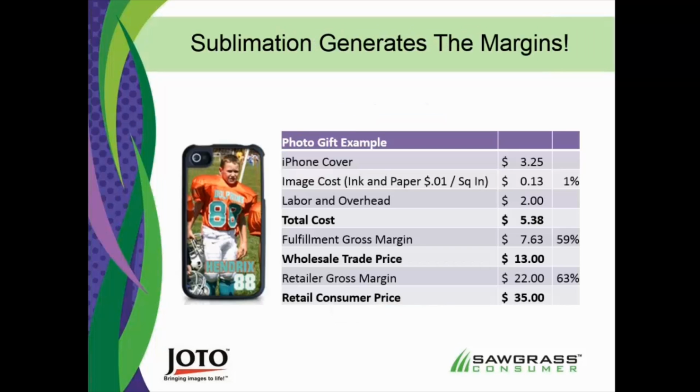Taking a look at some numbers just to throw out there, that particular blank was about $3.25. The image cost was 13 cents. I put in $2 for labor and overhead. That's probably a little high, but let's be a little conservative. It came out to $5.38. So if my total was $5.38 and I doubled it, a lot of people do that. They just double it and then go sell it. If I doubled it, I would have sold it for just under $11. It's crazy.